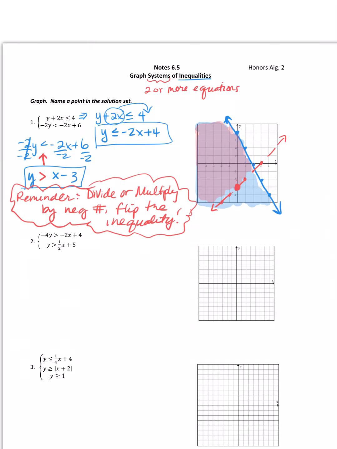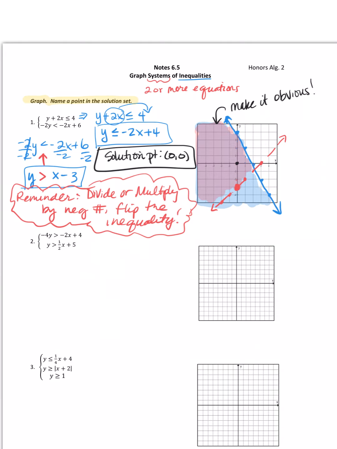So would 0, 0 work as a point in the solution set? Because notice our instructions here, guys. It says to graph and name a point in the solution set. The easiest point to name, if you can, is 0, 0. So let's see, would 0, 0 fall within the double shaded region? It does. So I would say solution point 0, 0. All right. Now when you're shading with a pencil, you should be able to tell where you've double shaded, okay? You want to make it obvious, but you don't want to tear your paper up, okay? Make it obvious.